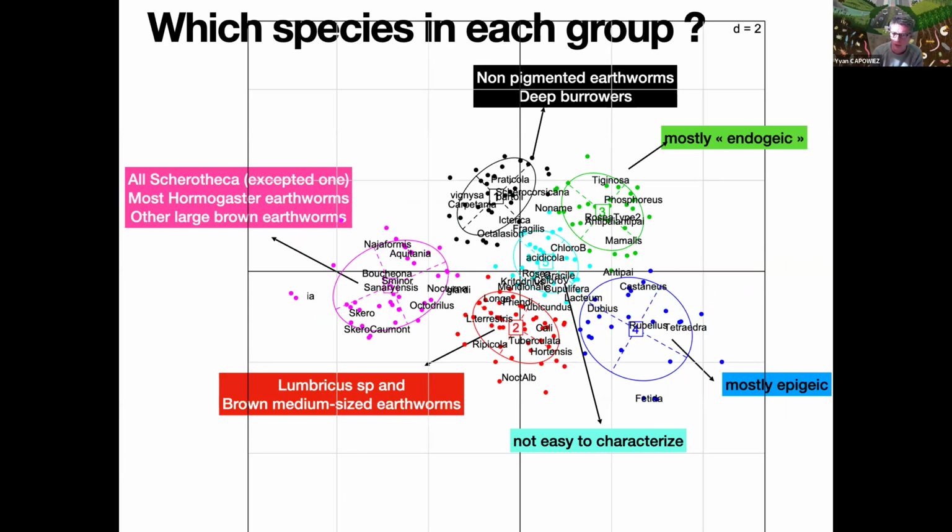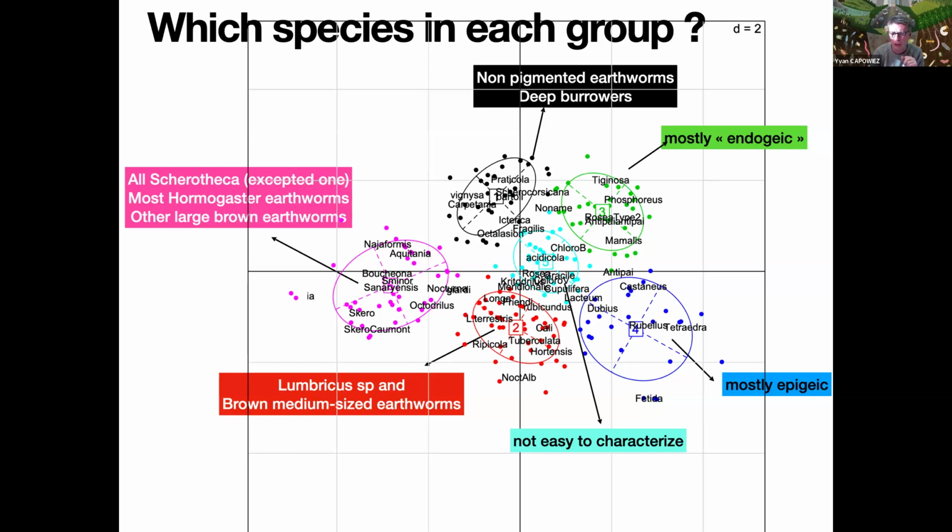For example, the group on the left is made of very large and very dark earthworms. This is, for example, all the Scherotheca species. These are only Mediterranean species. You won't find them in the UK. And Ormogaster species, this is the same. But with them, you can find other large brown earthworms.